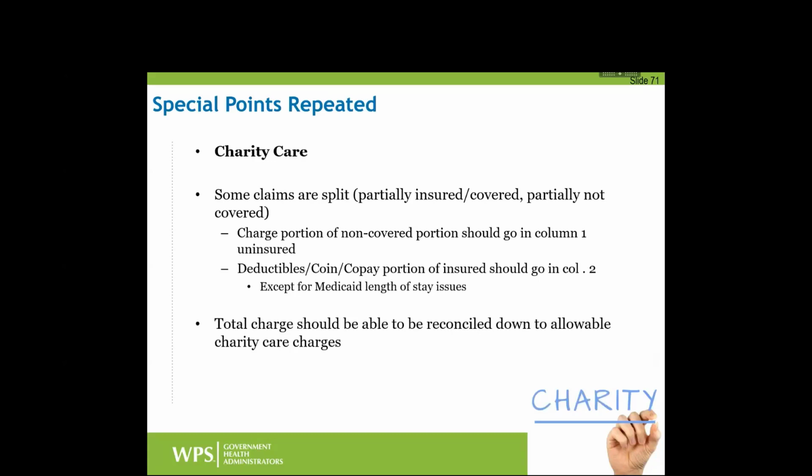Let's see, we talked about how some of the claims would be split between insured versus uninsured, except for that darn Medicaid length of stay issue.